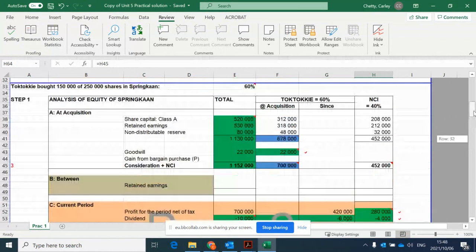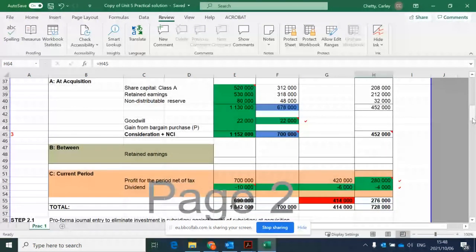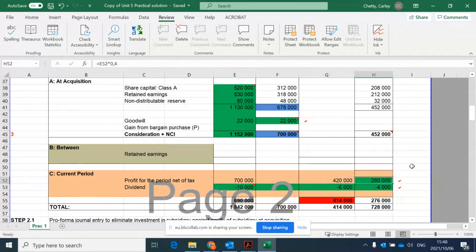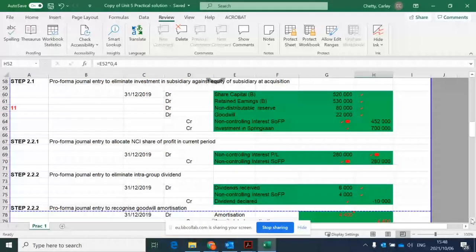So if we go up to our analysis of owner's equity account, remember I said that the current year profit was 700,000 Rand. The parent share is 420,000 Rand, and NCI will be allocated 280,000 Rand. So that is where that number comes from. The 280,000 Rand is NCI's share of the current year profit.